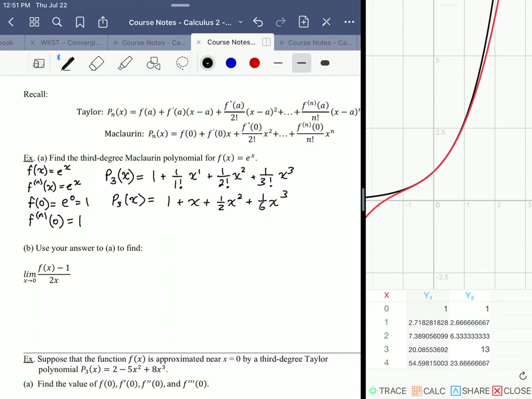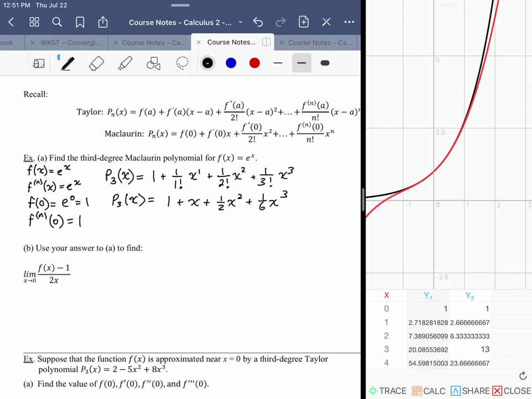All right, now it says use your answer to find the limit as x approaches 0 of this. So if we were to say the limit as x approaches 0 of e to the x minus 1 over 2x, at first glance it would be something that would be indeterminate, which means that there's a limit if you continue. All right, so you would maybe use L'Hopital's rule, you get e to the x over 2, then you resubstitute, you get 1/2.